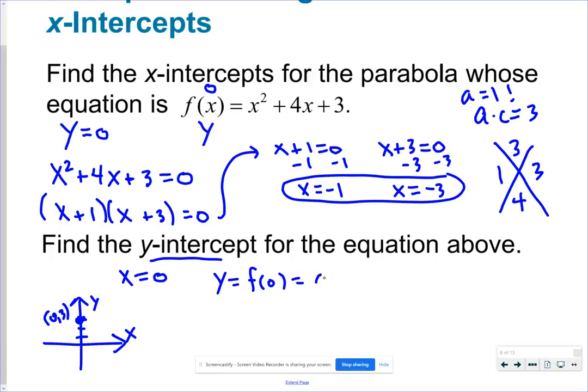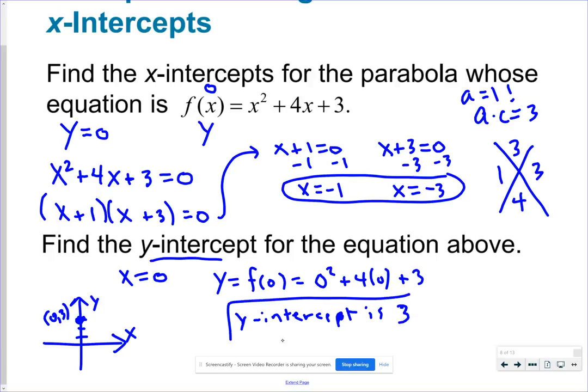So if I replace the x with 0, those are going to 0 out, and it really just ends up being the c value, right? So if your quadratic is in standard form, the y-intercept is just going to be the c. So our y-intercept is 3. And I think I'll write it that way. Y-intercept is 3.